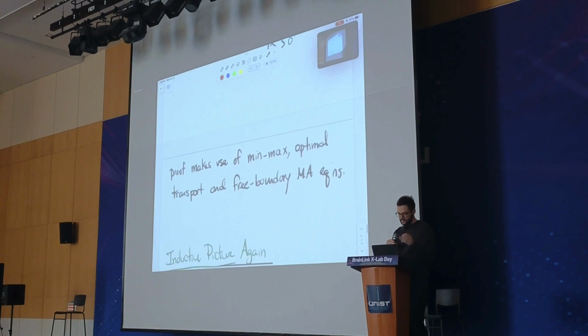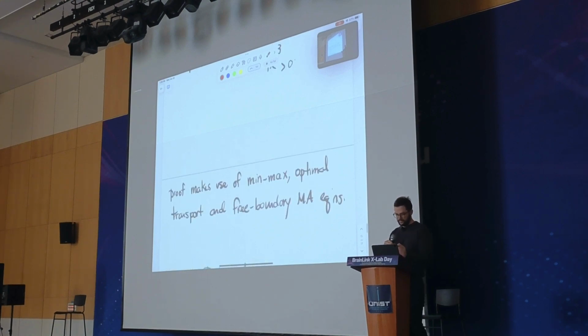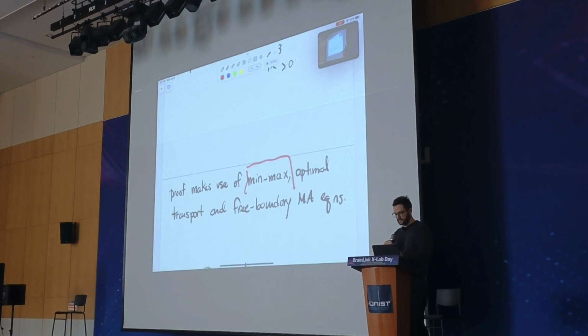Okay, so the proof I won't describe, but it makes use of a lot of Monge-Ampère type techniques. So the solution is actually constructed out of a min-max. It turns out that this function can be viewed as a critical point of a functional which has a convex piece and a concave piece. And so we have to use min-max techniques to construct this function.